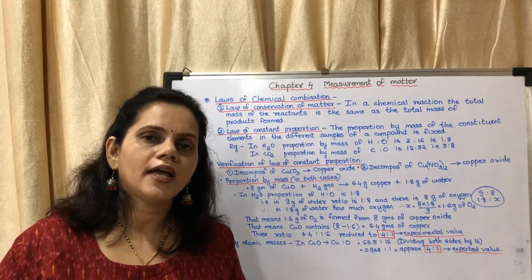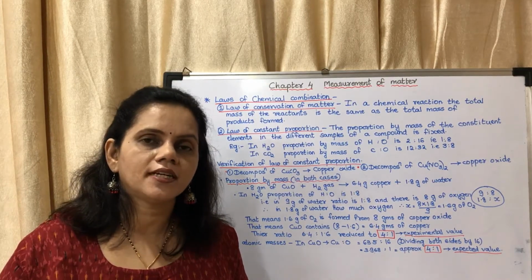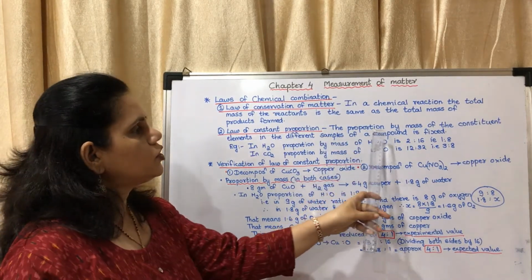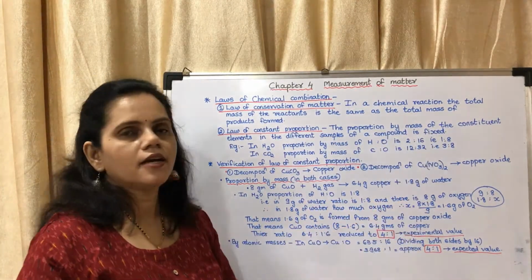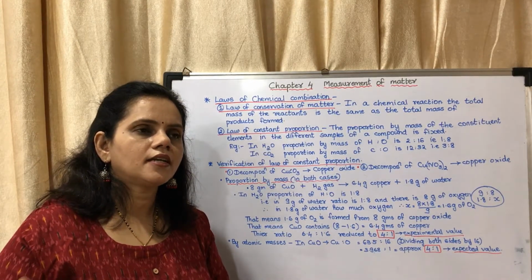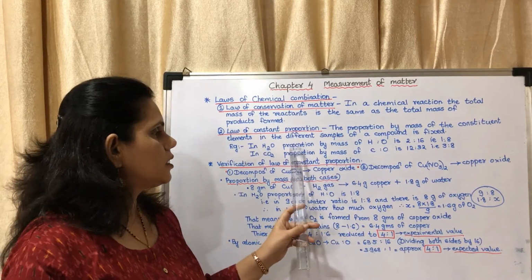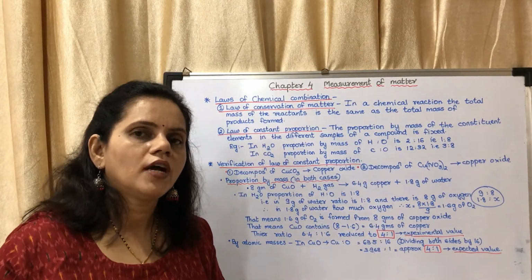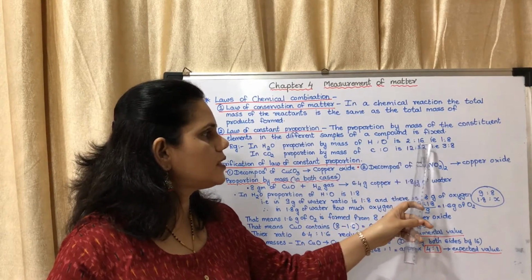When two or more elements combine together to form a compound, there is a particular, standardized ratio which they follow. Okay, what is the ratio? The proportion by mass of the constituent elements in the different samples of a compound is fixed. So in H2O, you may take water from this country, another country, wherever it is, H2O. In that the proportion by mass of hydrogen to oxygen, that is how many grams of hydrogen and how many grams of oxygen, will be in the ratio 2:16.